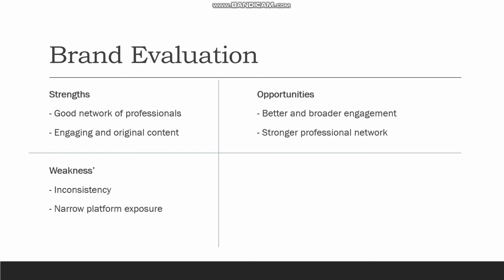Externally, the opportunity is to expand my engagement across multiple platforms and continue to develop the consistency of my content. There's always opportunity to extend, to develop a network. And the threat is that if we fail to do this, we may misrepresent or fail to adequately represent our brand, which could lead to any number of missed opportunities, be it employment-related, collaborative, or altruistic.